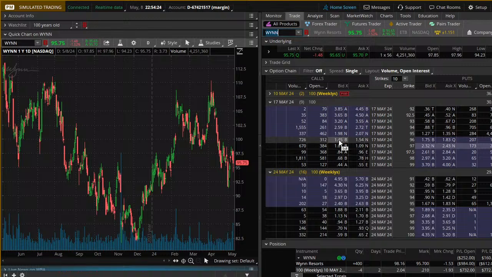Here's my thought on WYNN. First thing I want to look at is the numbers. 95.70, the 96s are going for $1.45. That's well over 1%, which is the goal. Now I'm looking at the one year chart, the high and the low. That looks okay to me.